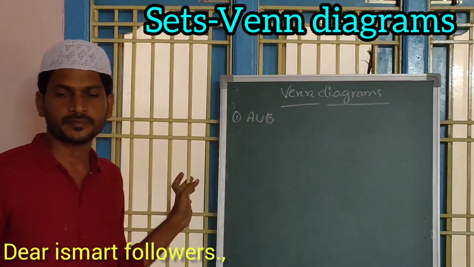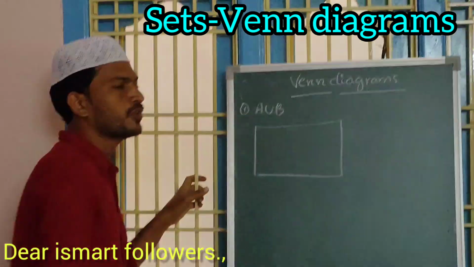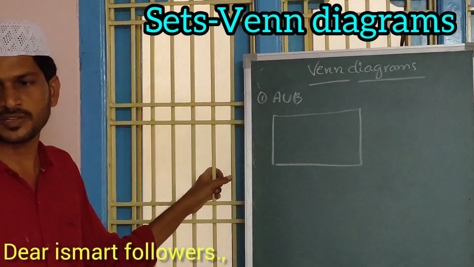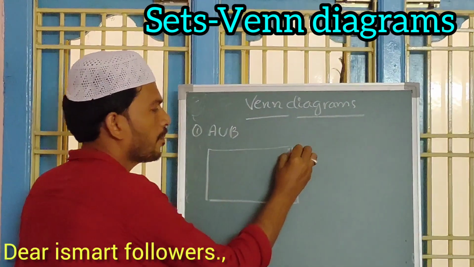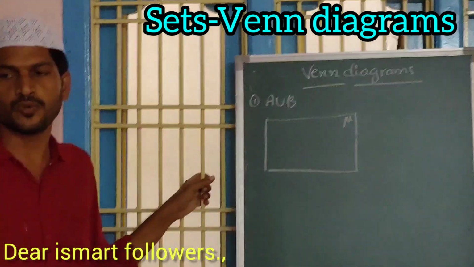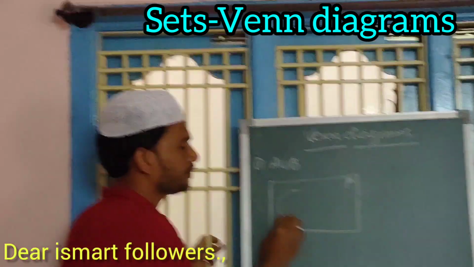Which diagram? Venn diagram. In a Venn diagram, first of all we draw the universal set. That is a rectangle. This is denoted by mu or U.